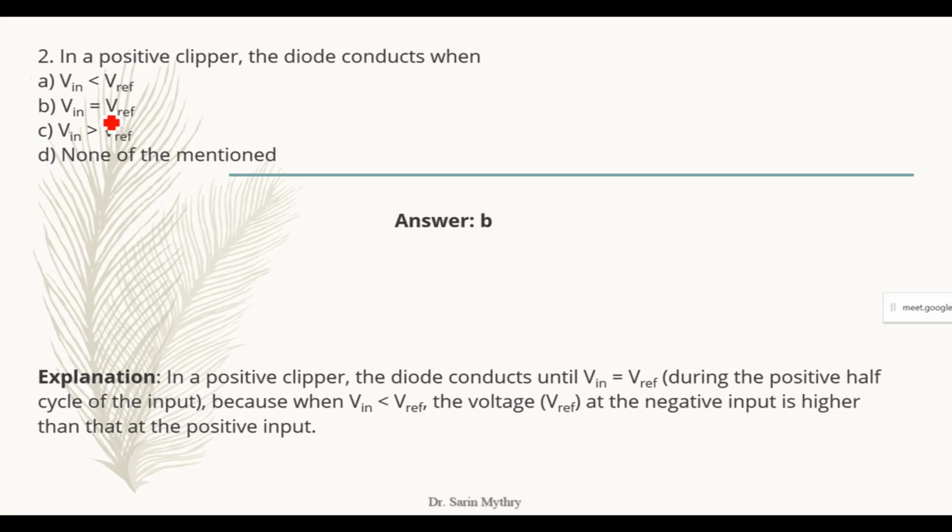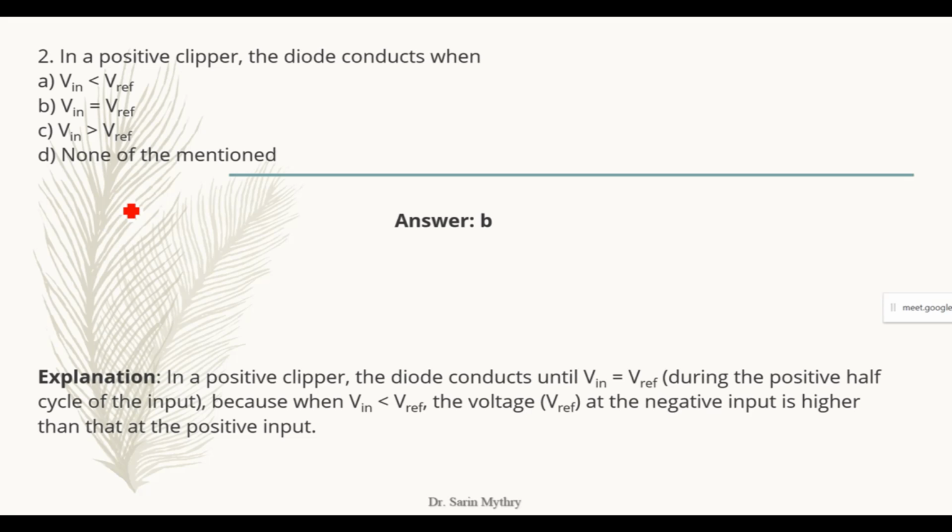Then the next one. In the positive clipper, the diode conducts when? Some options are given to us: V in less than V reference, V in equal to V reference, V in greater than V reference, or none of the mentioned. So now let us see here.